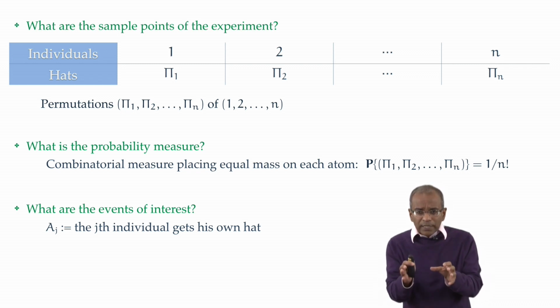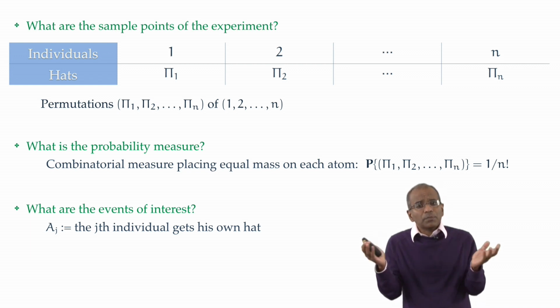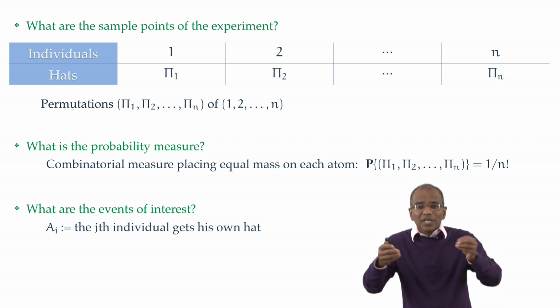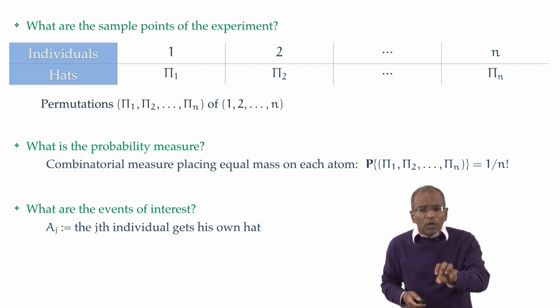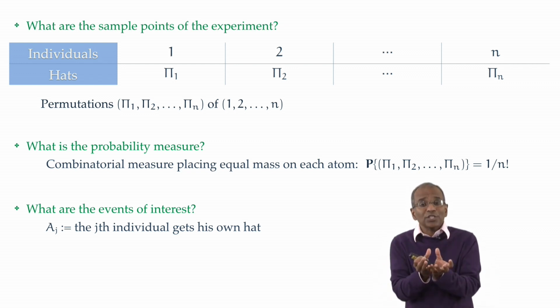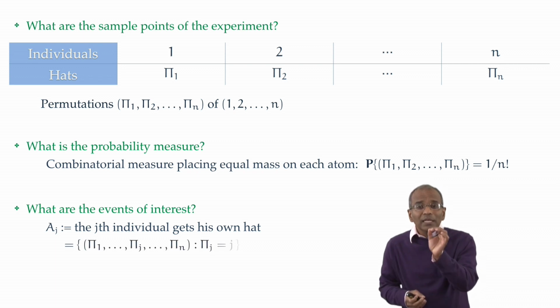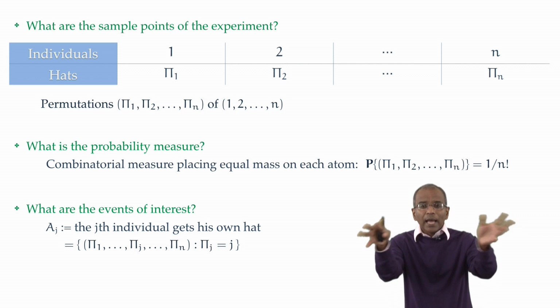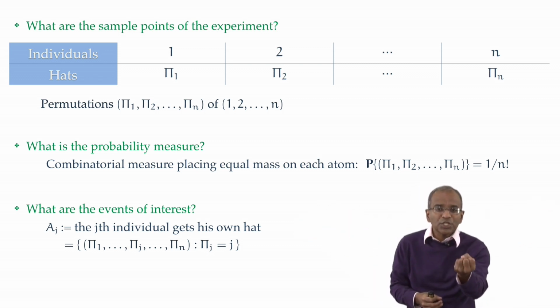We should very quickly take stock for a moment. What is an event? Well, an event is a subset of the sample space. What is the sample space? Well, systems of permutations. What then is the event Aj? Aj corresponds to that subset of permutations where the jth element in the permutation was j itself. In other words, the hats got spread out, but the jth hat stayed where it belonged.